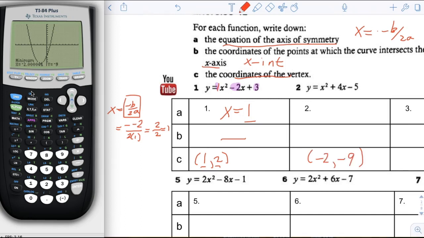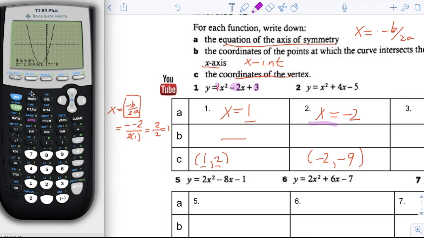If we know that the vertex has an x-coordinate of negative 2, we know that the axis of symmetry is x equals negative 2. Now, do we have to write x equals? Yes, we do, because the axis of symmetry is actually a vertical line, and the equation of a vertical line is x equals negative 2. Negative 2 by itself does not represent a vertical line. Only if you write x equals negative 2 does it represent a vertical line. Okay, second of all, do we intersect the x-axis in this case?